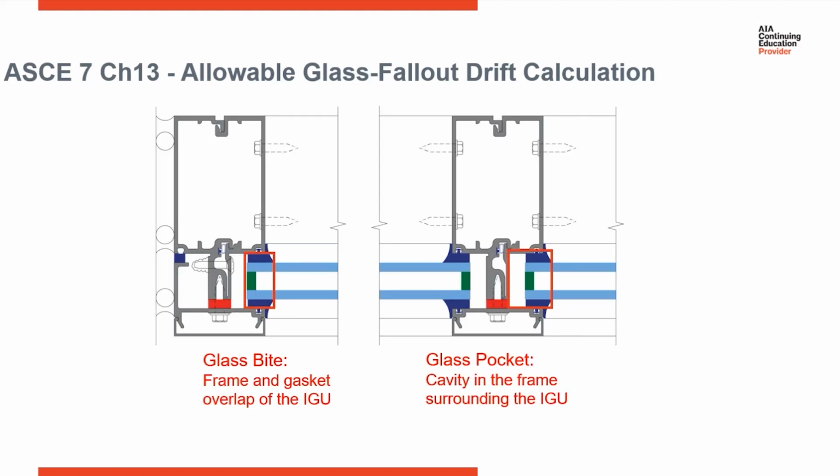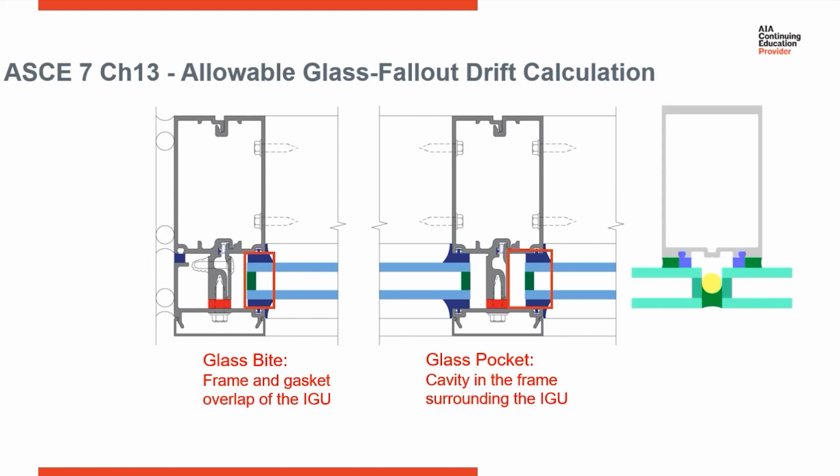So taking a look at the framing section, there are two main intersections between the glass and the frames. And these are going to be your inputs into that ASCE 7 Chapter 13 equation. So first you have your glass bite, which is the amount of overlap between the frame and the gaskets and the glass panels. And then you have your glass pocket, which is the cavity in the frame that surrounds the glass.